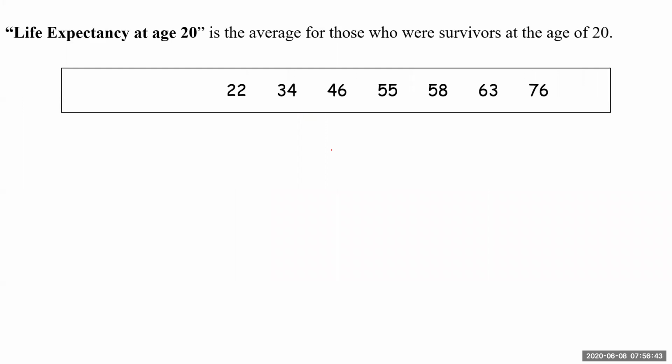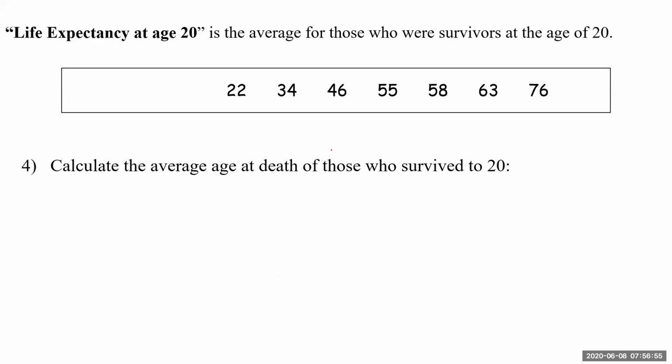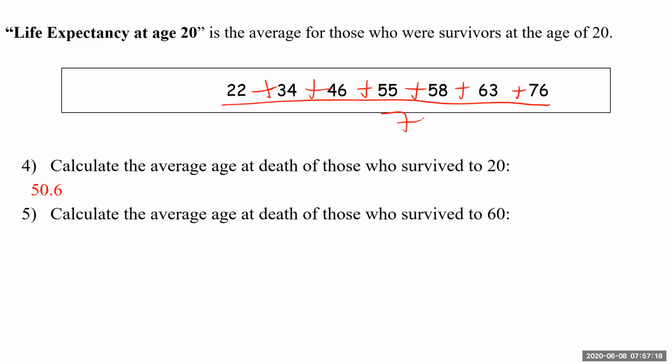Okay, now we want to look at life expectancy at age 20. It is the average for those who were survivors at the age of 20, those who survived past the age of 20. And we want to calculate the average age at death of those who survived to 20. And all the guys survived to 20. So we'll put all these together, sum them and divide: 1, 2, 3, 4, 5, 6, 7. We divide by 7. And we have an answer.